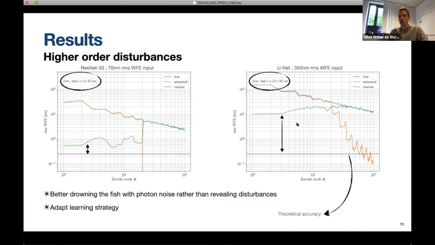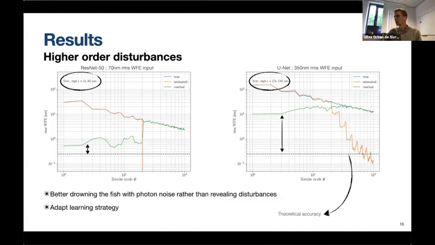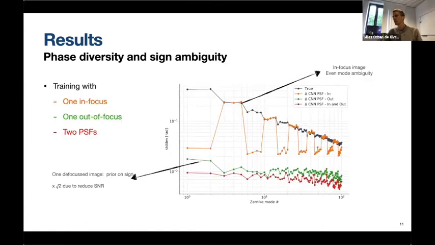But then, of course, we can adapt the learning strategy, and that will be a conclusion of my talk: we can pick how we train it to make it more or less robust to different conditions.